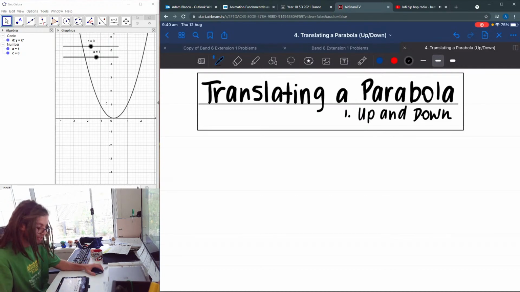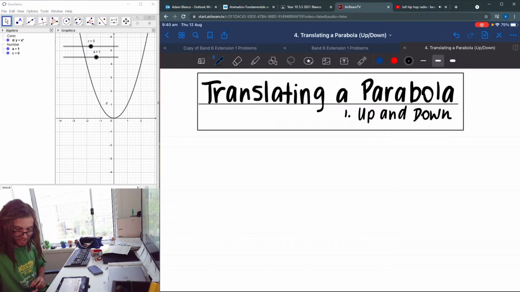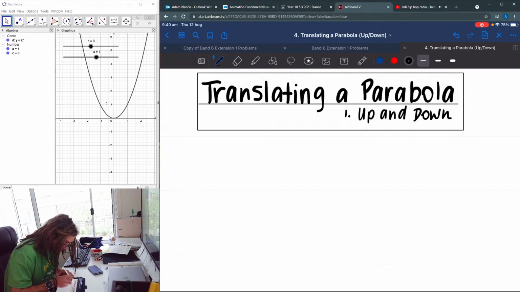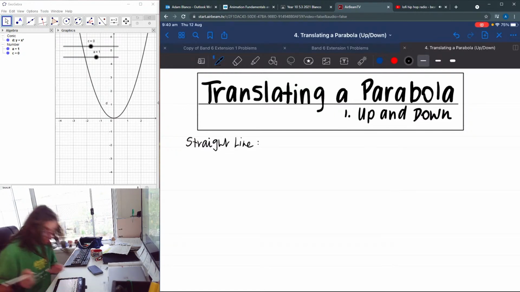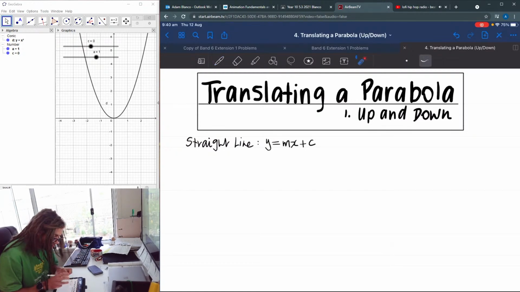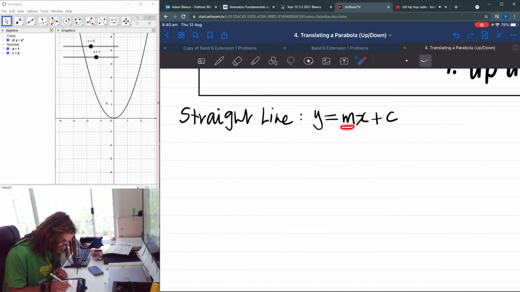But pretty much today we're going to look at the parabola, and I know we've looked at it before, but we're going to start going into a little bit more detail. So again, with the graphing, we're just building on everything we know and going a little bit further. To recap what we already know, a straight line looks like y equals mx plus c. And if we recall, this was the gradient.